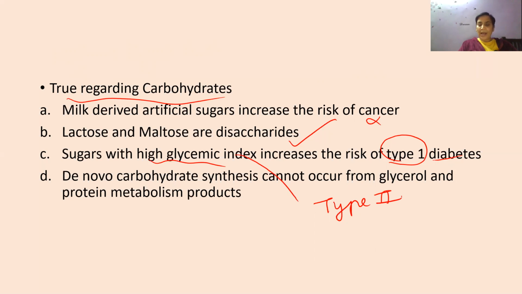Then, de novo carbohydrate synthesis cannot occur from glycerol and protein metabolism products. So if we talk about de novo, it's not de novo. The synthesis of carbohydrates is never de novo, because de novo means that if we have to make a 6-member compound, we have to start from 1 or 2. The de novo pathway is actually for fats or lipogenesis and in purine synthesis. Right. So overall, if we see the options, true regarding carbohydrates would be B.